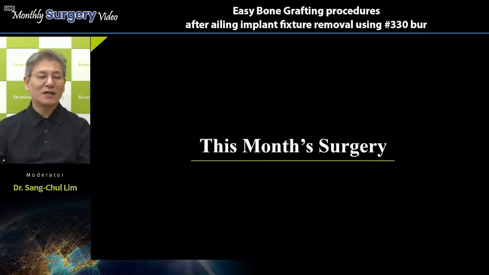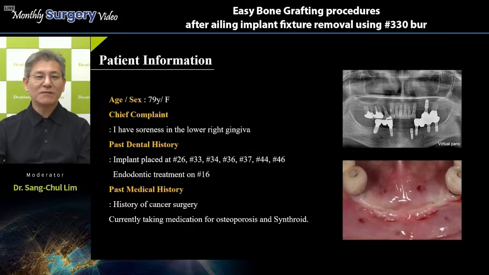Okay, let's move to today's surgery. Patient information: our patient today is a 79-year-old female whose chief complaint was soreness in the lower right gingiva. Past dental history: many implants placed on numbers 26, 36, 33, 34, 36, 37, 44, 46. The last implant was already installed, and root canal treatment on the number 16 area. Past medical history was cancer surgery, so she is currently taking medication.